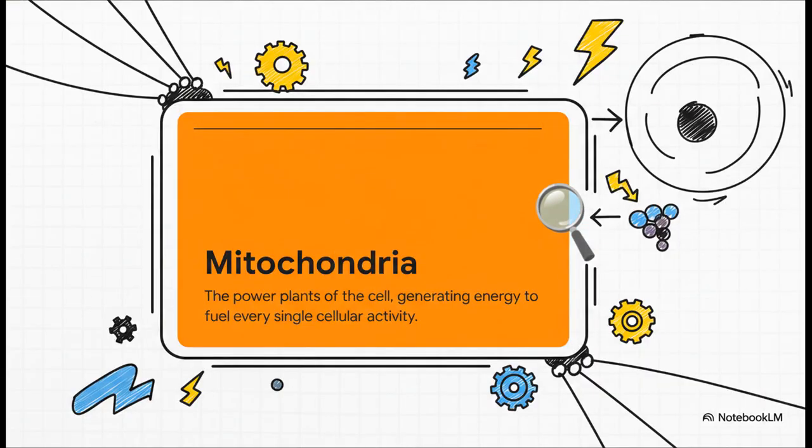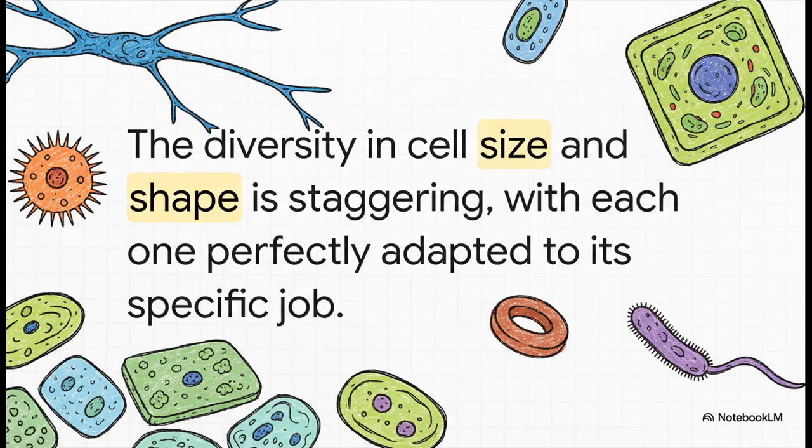Of course, a city's not going to get much done without power, right? That's where the mitochondria come in. These are the power plants. They're working 24/7, converting food into usable energy that fuels every single thing that happens in the cell. No mitochondria, no power. No power, no life. So that's the basic tour of our cellular city.